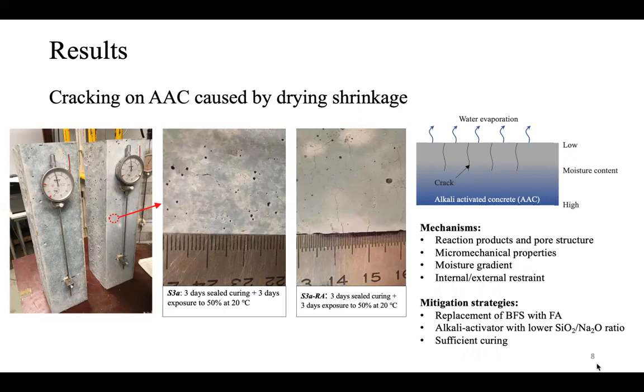Some strategies have been proposed to mitigate drying shrinkage cracking of alkali-activated concrete. For instance, replacement of BFS with fly ash, using the alkali activator with lower silicate content, or most practically, sufficient curing. All these points are very important for promoting the use of recycled aggregates in alkali-activated concrete and need to be considered in future study.